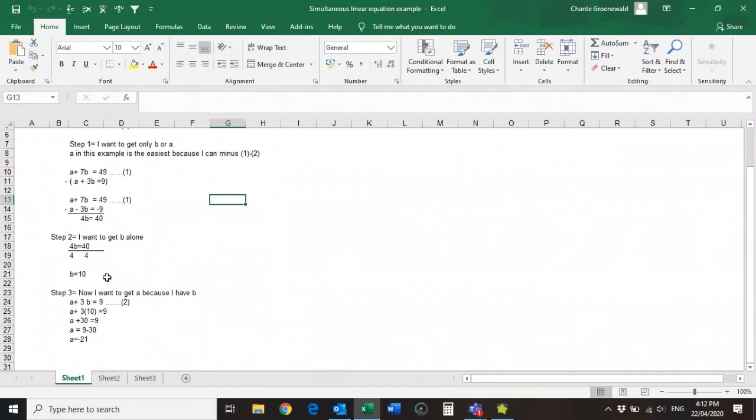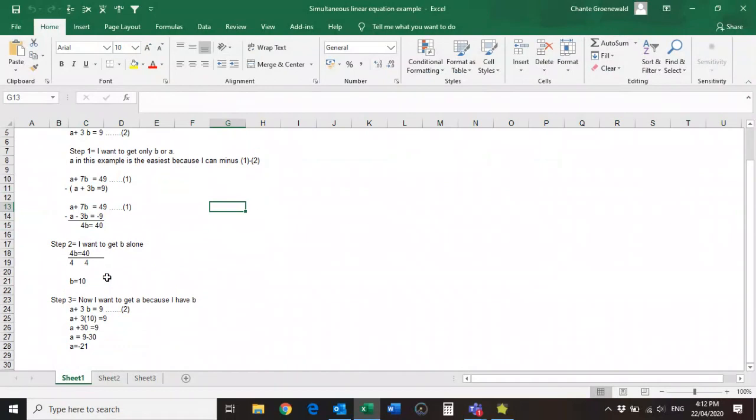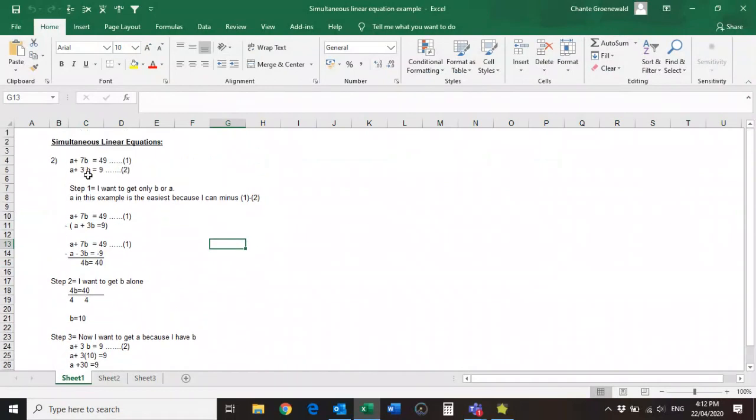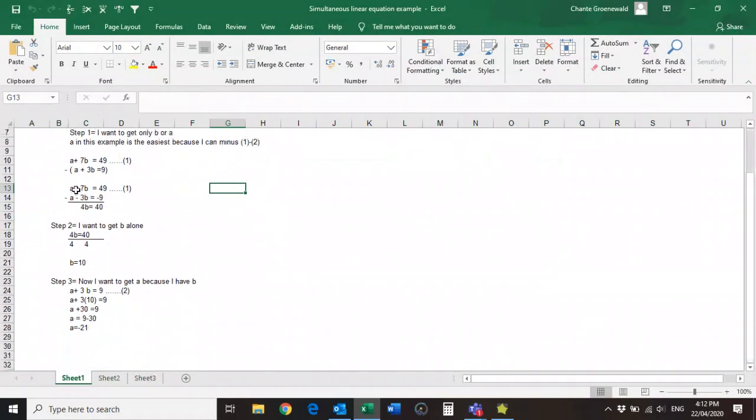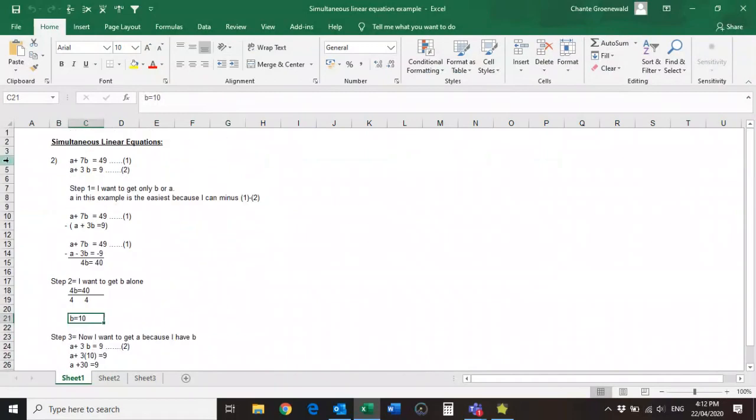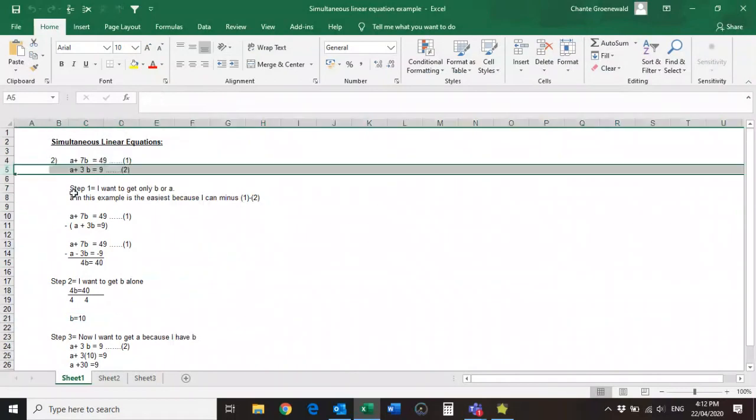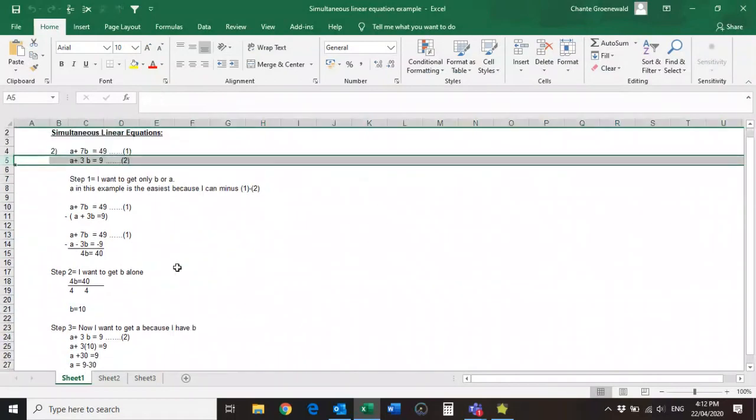Now I can go to my third step. I want to get A and B, so I want to make sure that B is known. We have B now, it's 10. But I also want to make sure that A is known. So how do I do that? I take this B, because my value of B is 10, and I simply substitute it in 1 or 2. You can either substitute it in 1 or in 2. It doesn't matter. A will always be the same.